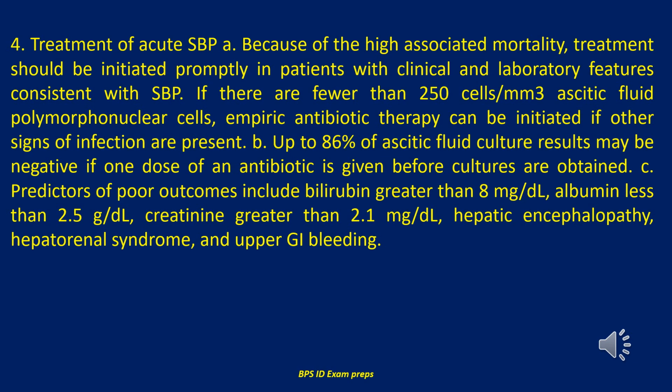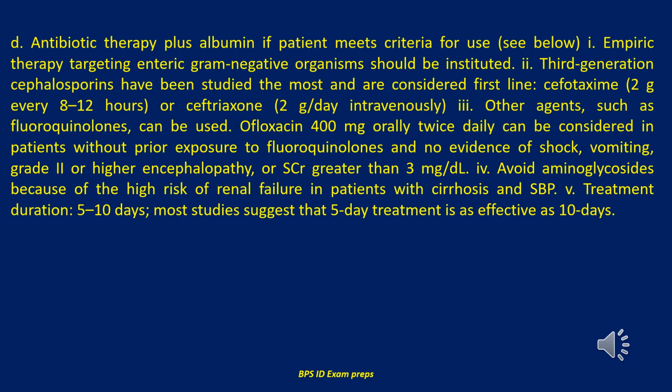Up to 86% of ascitic fluid culture results may be negative if one dose of an antibiotic is given before cultures are obtained. C. Predictors of poor outcomes include bilirubin greater than 8 mg per deciliter, albumin less than 2.5 grams per deciliter, creatinine greater than 2.1 mg per deciliter, hepatic encephalopathy, hepatorenal syndrome, and upper GI bleeding. D. Administer antibiotic therapy plus albumin if patient meets criteria for use, see below.